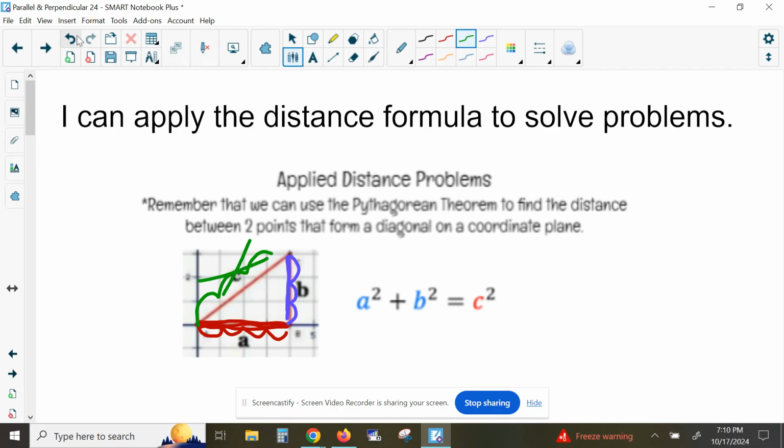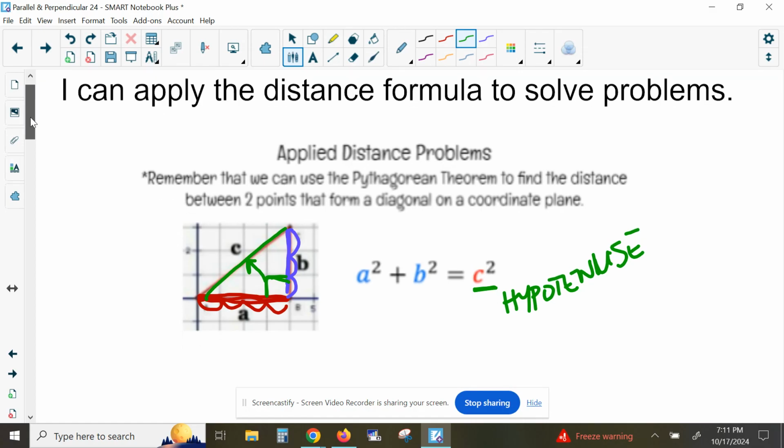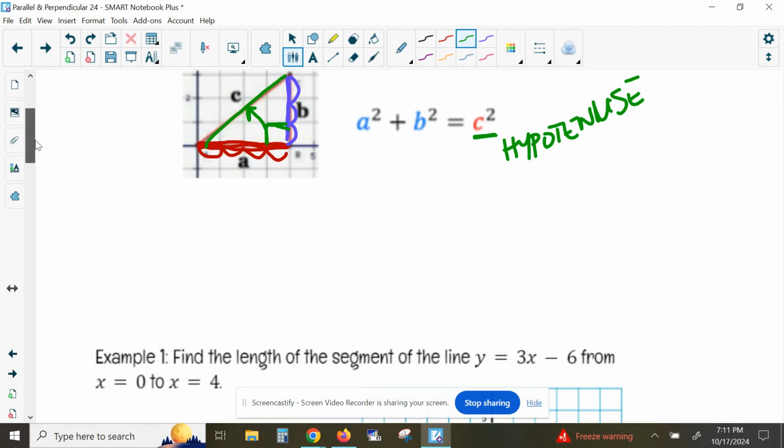So remember what we had to do. We had to do the Pythagorean theorem to figure out the length of this green side right here. So remember that we can use a squared plus b squared equals c squared. Remember that the c has to be the hypotenuse, which is the side opposite the right angle. So if the right angle was right here, you go across. And this one has to be the c, and the a and the b don't matter. So let's go ahead and apply that to a couple different types of problems that we might see.